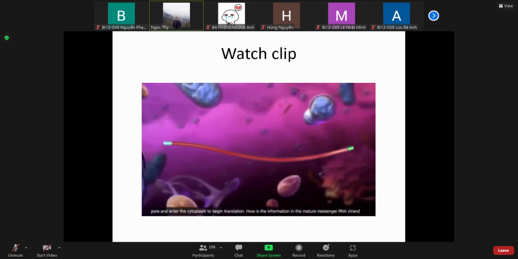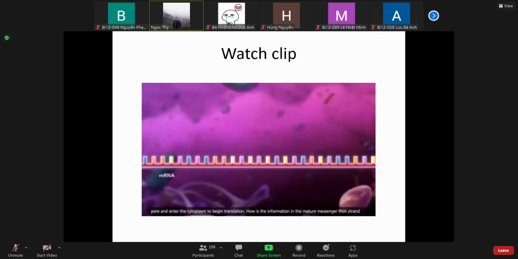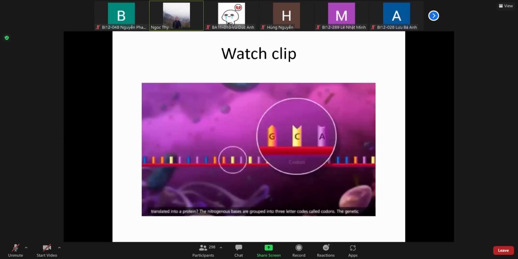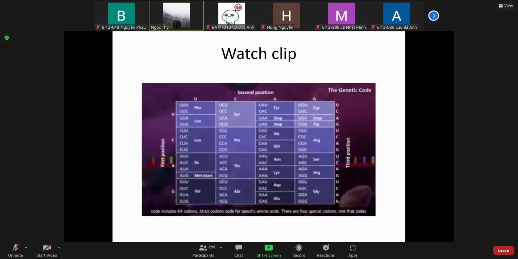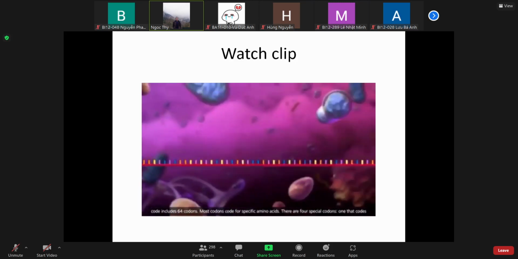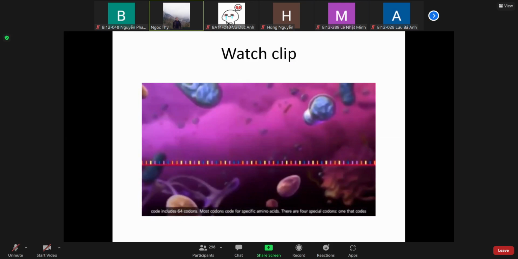The information in the mature messenger RNA strand is translated into a protein. The nitrogenous bases are grouped into 3 letter codes called codons. There are 64 codons. These codons code for specific amino acids. There are 4 special codons, 1 that codes for start and 3 that code for stop.